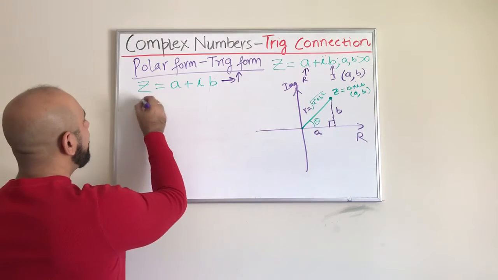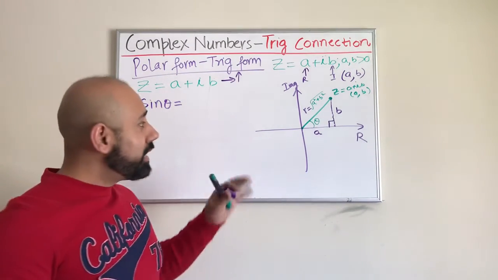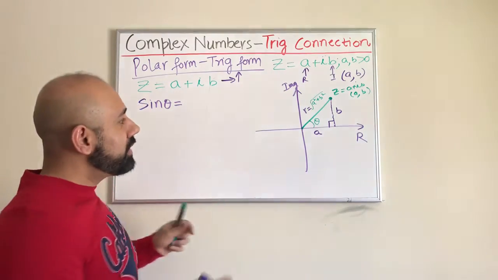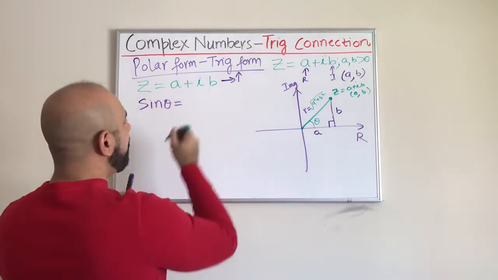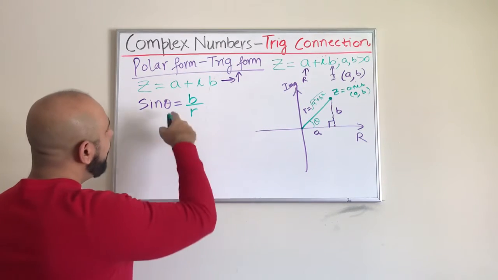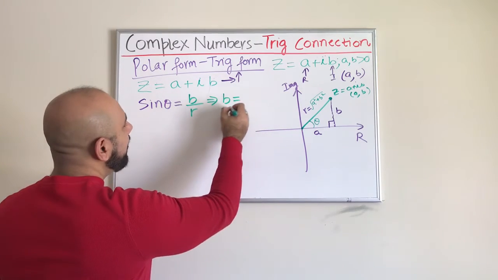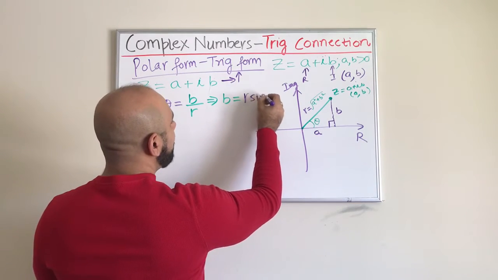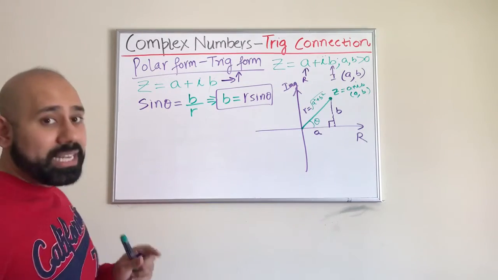Let me start with the sine theta. Guys, what is the sine theta? We know the definition for the sine theta in context to a right triangle. It is the ratio of the opposite over the hypotenuse. What is the opposite? Opposite to the reference angle theta is b. So it is going to be b over hypotenuse, which is represented by r. If I have sine theta as b over r, and I cross multiply, I get b equals r sine theta. Let us preserve this.